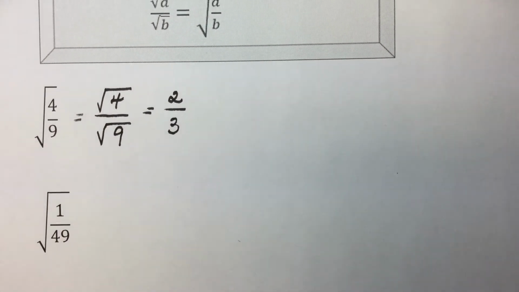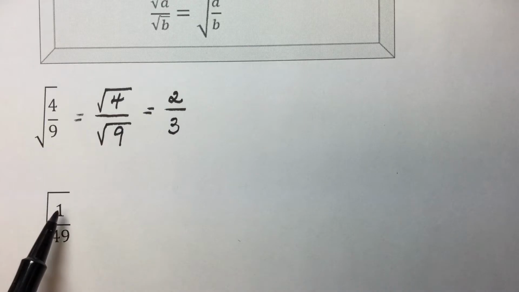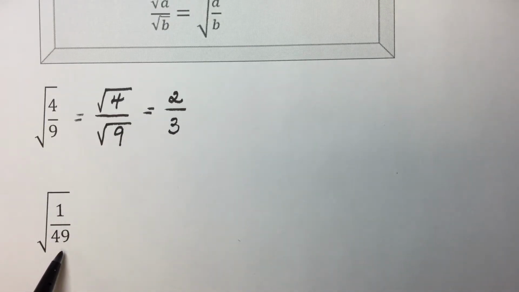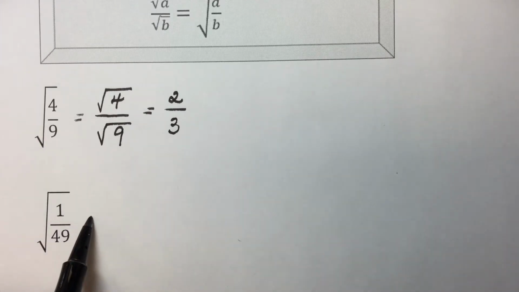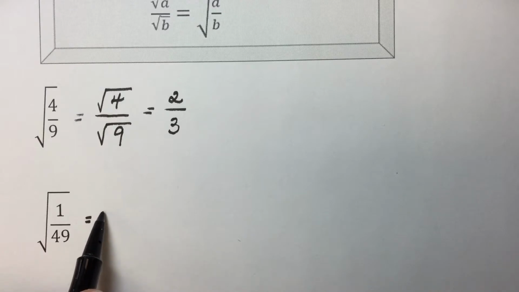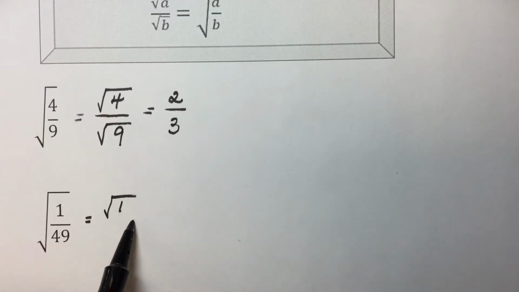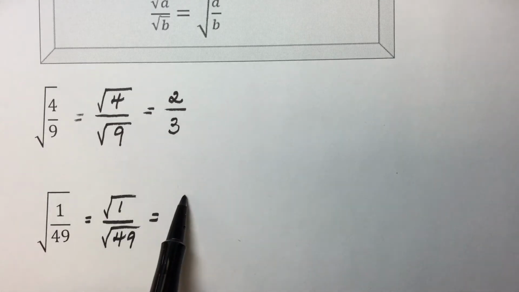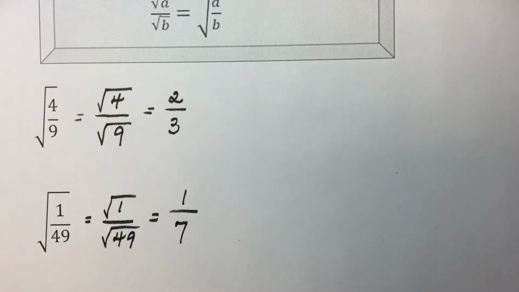Let's take a look at this next example. Again, as it states right here, the square root of 1/49, we can't simplify this rational expression. However, using the quotient rule in the reverse direction, it's equivalent to the square root of the numerator over the square root of the denominator. Square root of 1 is 1, square root of 49 is 7, and we've simplified the square root of this rational expression.